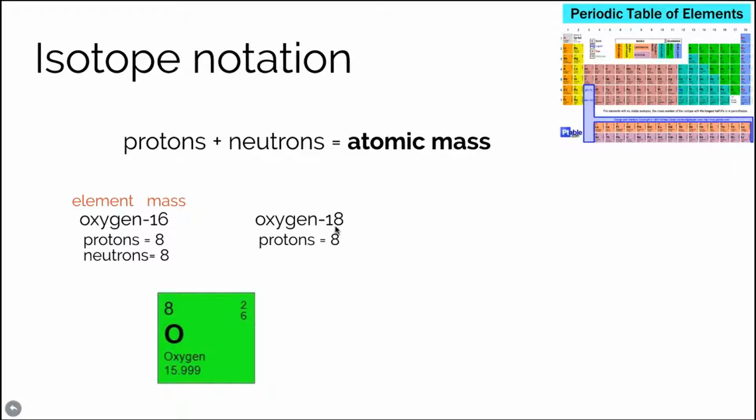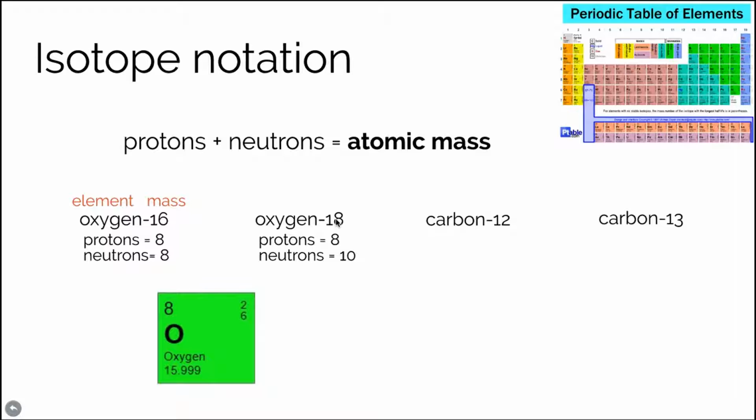The second example, right, you have a different mass number, but the same number of protons. The only thing you can have different on this one is the number of neutrons that you're using. So in this, we'll add 10 neutrons because 10 plus 8 will give us 18.